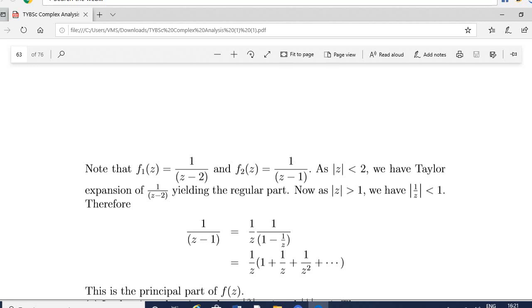Now as mod z less than 2, in this region we have the Taylor series expansion of 1 over z minus 2 in the regular part, in the sense that if you consider this function 1 over z minus 2, then mod z is less than 2. So you can divide by 2 so that mod of z by 2 is less than 1, and then you can expand by using geometric progression. Now mod z is bigger than 1. See, this is the trick. Mod z is bigger than 1, therefore mod of 1 over z is less than 1.